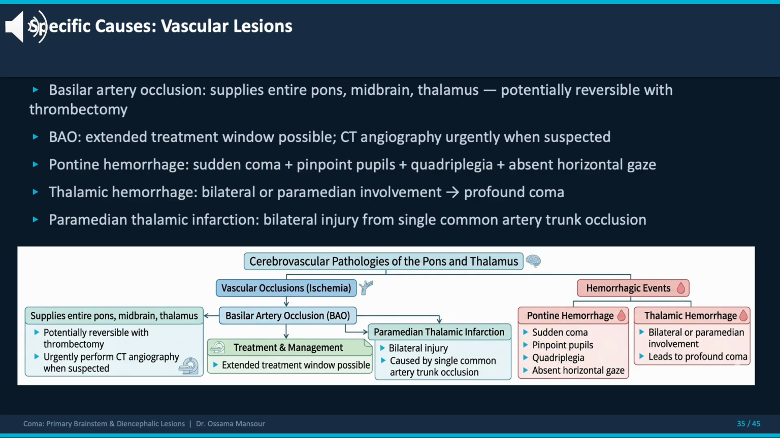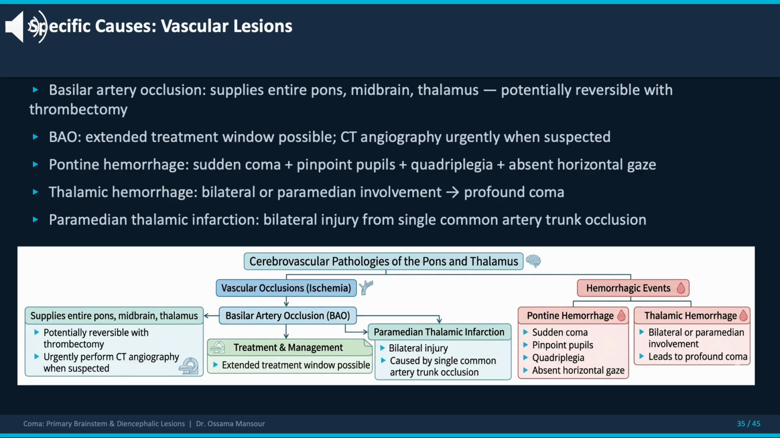Basilar artery occlusion represents one of the most critical vascular causes of brainstem coma and deserves special emphasis because it is potentially reversible with timely intervention. The basilar artery supplies the entire pons, midbrain, and portions of the thalamus, so occlusion can produce catastrophic brainstem injury. Clinical presentation is variable, but often includes sudden onset of coma, vertical gaze palsy, cranial nerve abnormalities, and motor deficits.